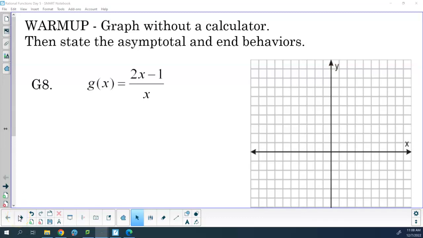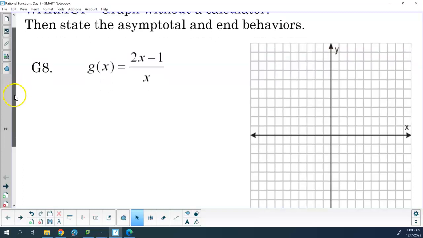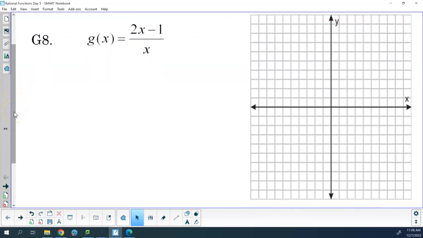All right, so for this warm up, we've got to graph it and then find the asymptotes and end behavior. Okay, so let's start with step zero, which we don't have yet. So step one is domain and vertical asymptotes.